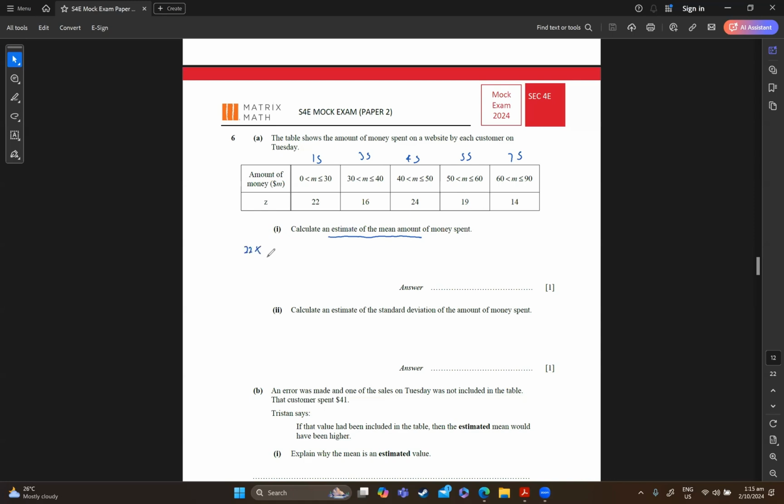You write down 22 times 15, and so on, and this whole thing over 95. So you should get 42.7894. Round it off, you should get 42.8.